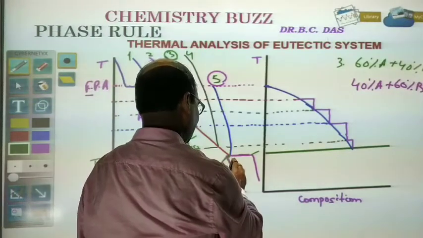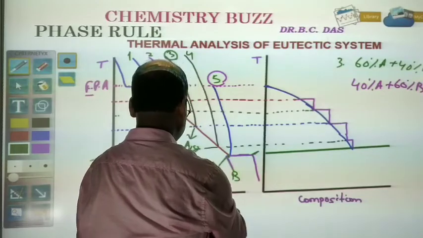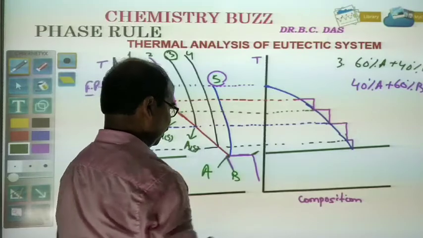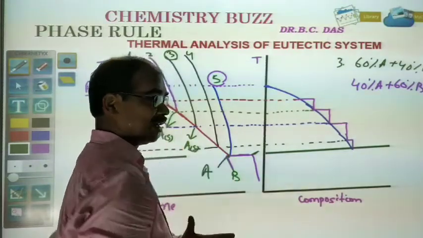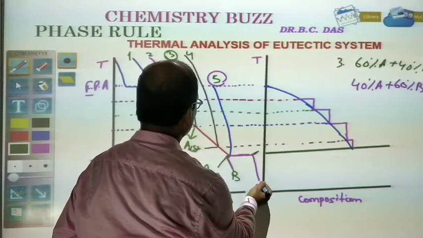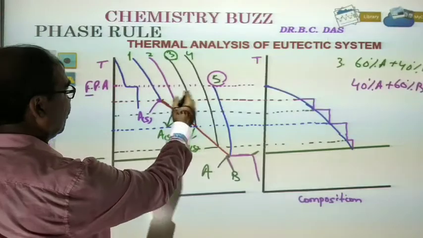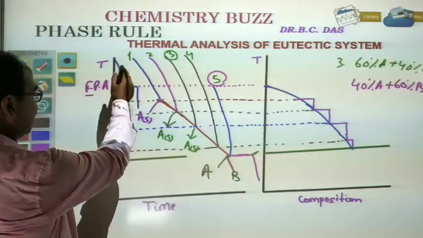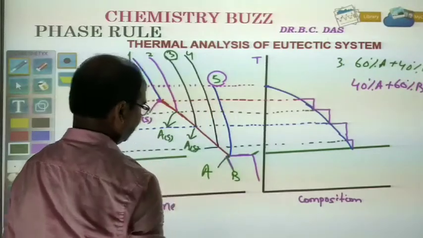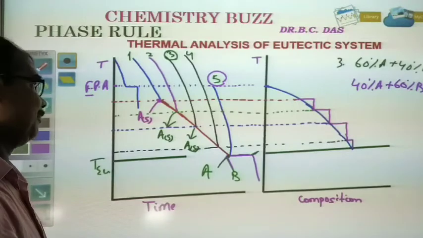Then the temperature will remain constant, and at this point the solidification of the solution will be complete. When the solution has completely transformed to solid, the temperature will fall further. So if we compare the thermal analysis curve for 100% pure A and for the eutectic composition, the nature of the curve is almost the same.